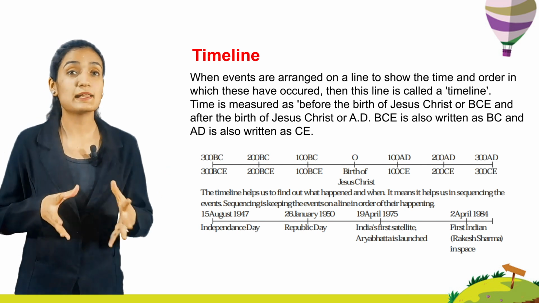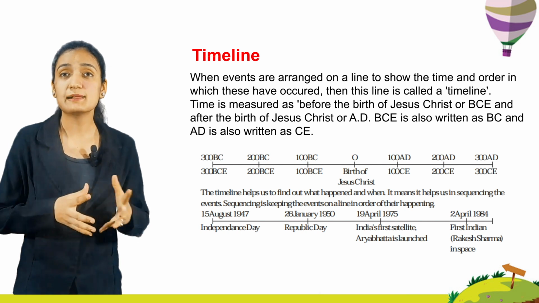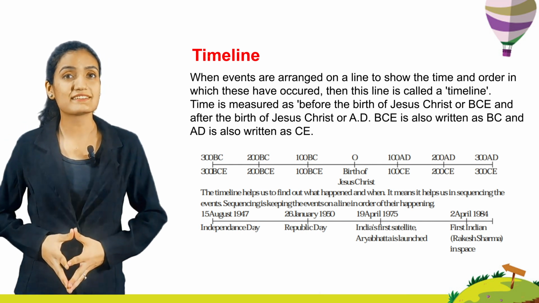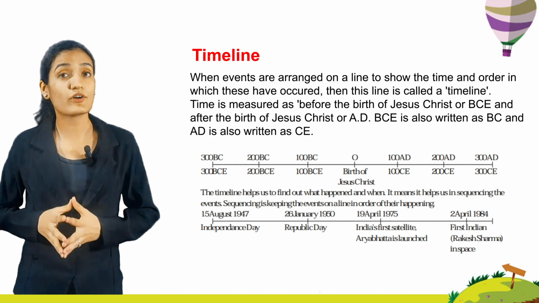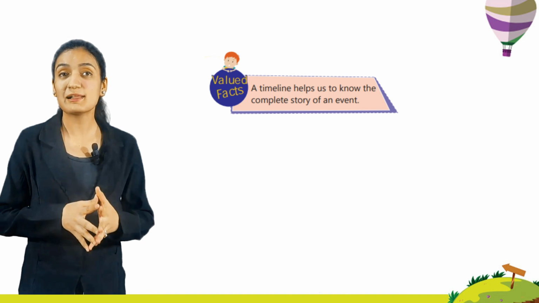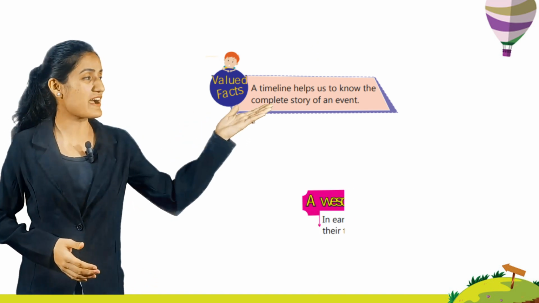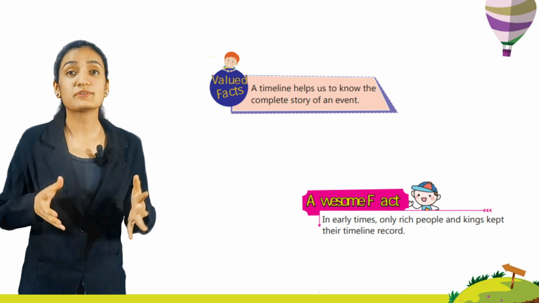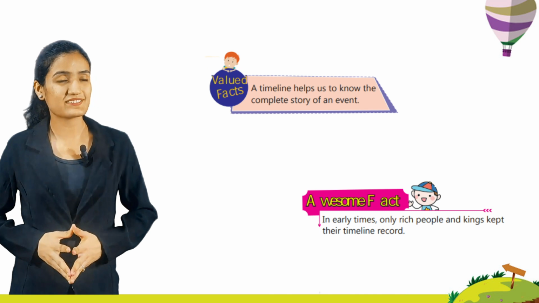The timeline helps us to find out what happened and when. It means it helps us in sequencing the events. Sequencing is keeping the events on a line in order of their happening. Valued fact. A timeline helps us to know the complete story of an event. Awesome fact. In early times, only rich people and kings kept their timeline record.